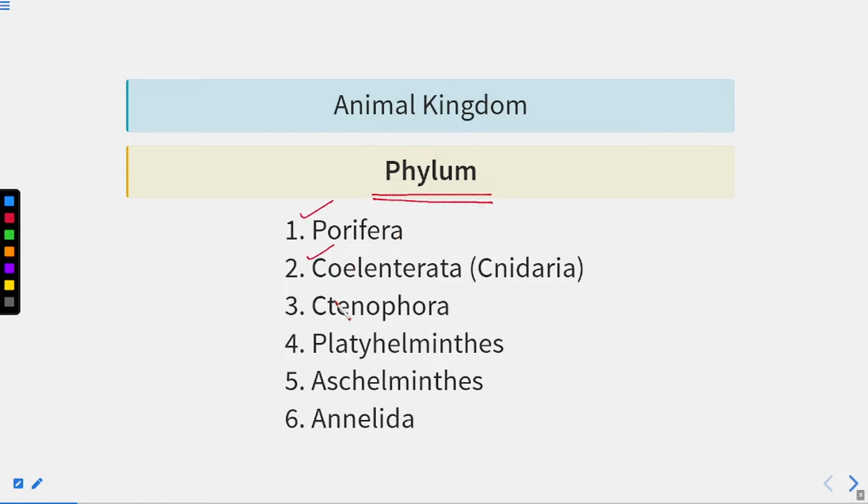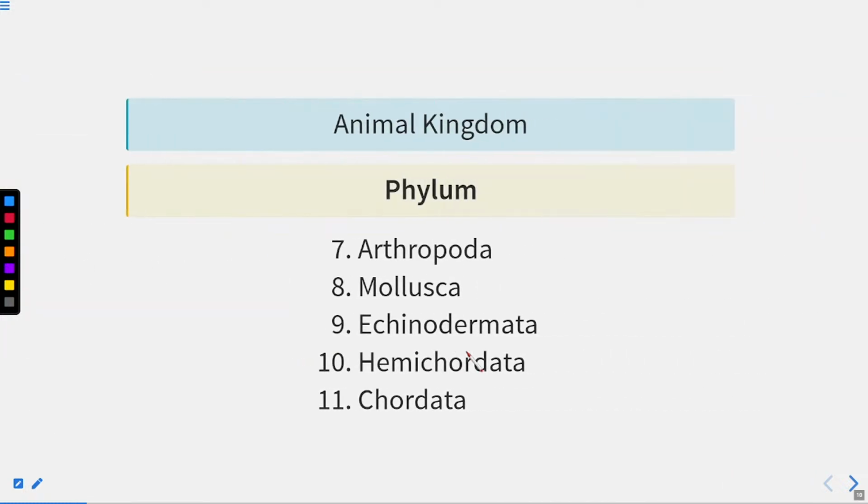Porifera, Coelenterata, that is also called Cnidaria, Ctenophora, Platyhelminthes, Aschelminthes, Annelida. There are some others, but in this session we are going to cover these four phyla: Porifera, Coelenterata, Ctenophora and Platyhelminthes. The other phyla are Arthropoda, Mollusca, Echinodermata, Hemichordata and Chordata. And in Chordata we have 5 different classes. So that also we are going to cover.